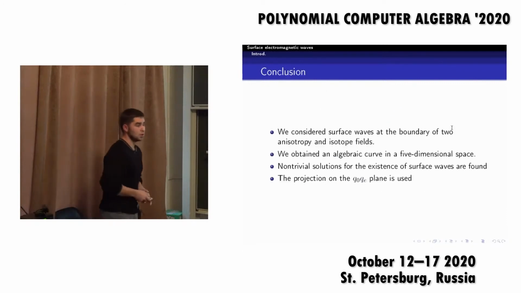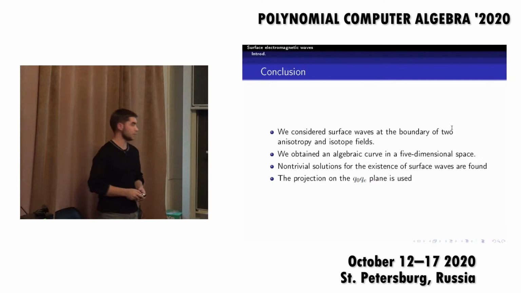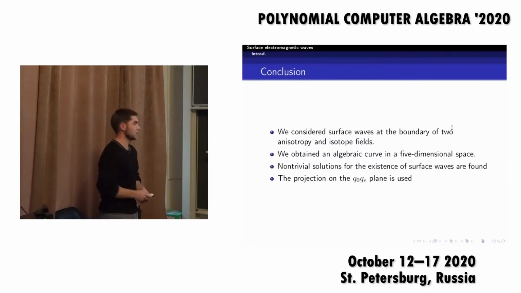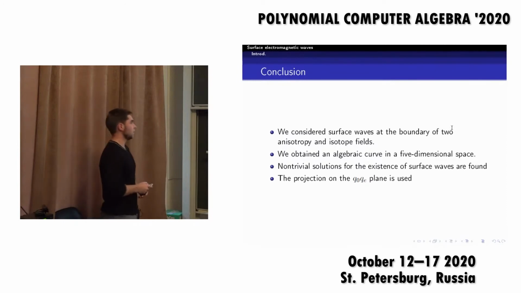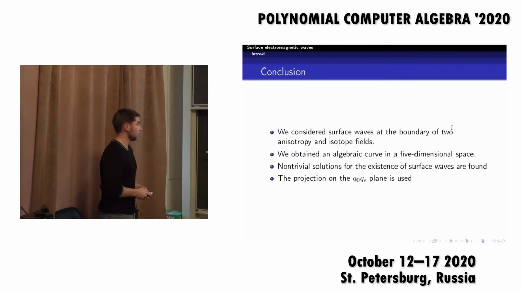Conclusions. We considered surface waves at the boundary of two anisotropic fields. We obtained an algebraic curve in 5-dimensional space. A non-trivial solution for the existence of surface waves was found, and the projections on the Q0 and Qi plane are used. Thank you for your attention.